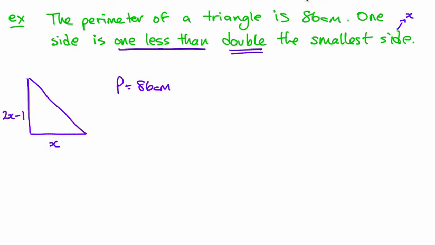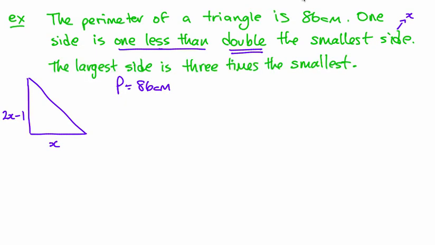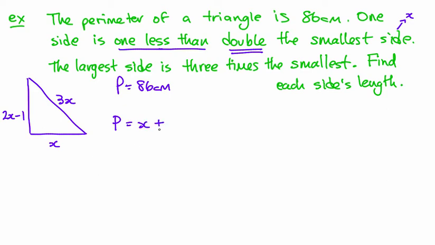The largest is 3 times the smallest. And this is really how you should go about analyzing these, just a sentence at a time. Get that information down. So the largest side, looks like this side here on my picture, is 3 times the smallest, so 3x. Okay, I can kind of guess what the last sentence is going to be, but it is find each side's length. Okay, so the perimeter in algebra is x, and well, that's that part. And then I got to go up this way, 2x minus 1, and then I got to come back down, 3x. And that perimeter is equal to 86.